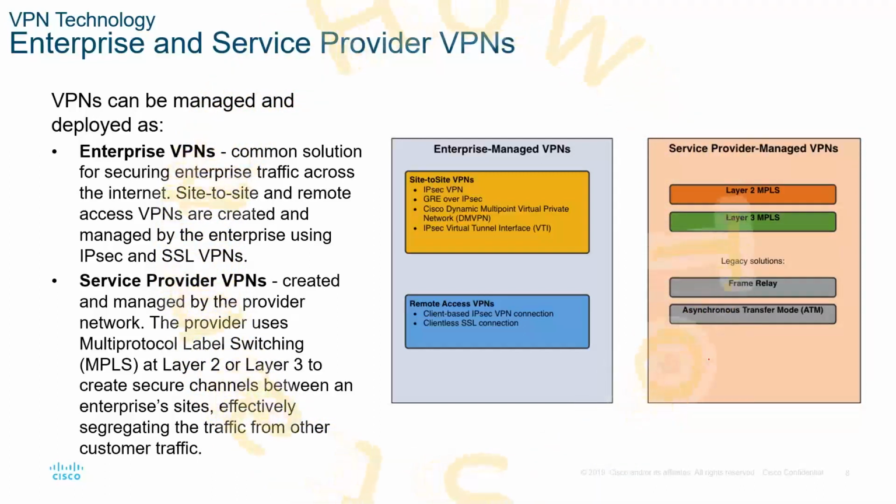However, you can have service provider managed VPNs, and that's going to be a layer 2 or layer 3 MPLS, or older technology like frame relay or ATM. However, realistically on the Cisco exam, we're looking predominantly at the enterprise level VPN technology, and we're not even really scratching the surface. We're just discussing core concepts, and that's it. When we get to our CCNP level, that's when we'll start talking about configuring them.